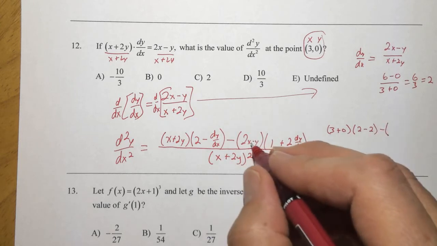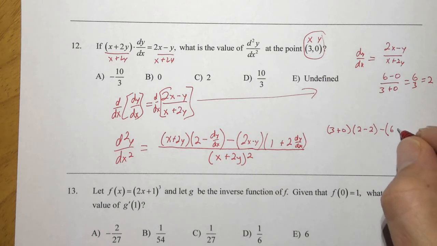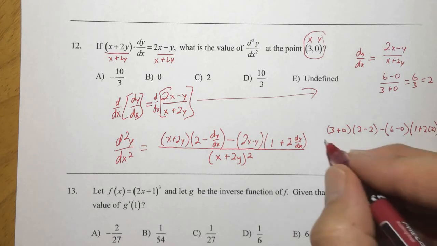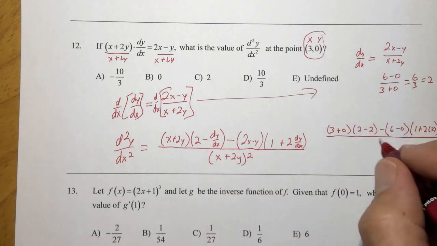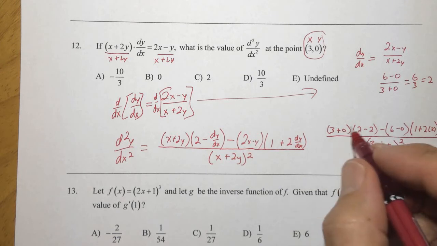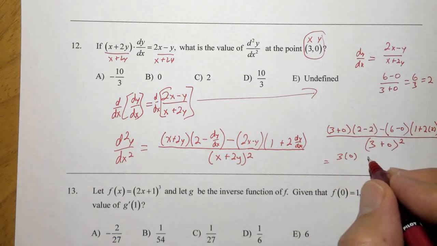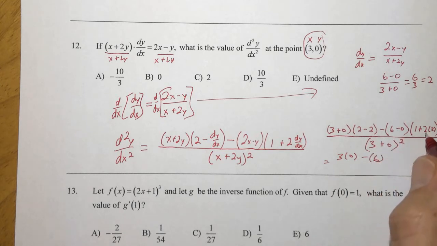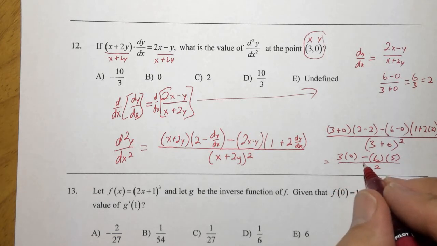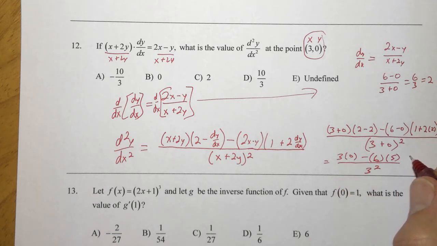Minus. All right, let's keep going. 2 times x, so 2 times 3, minus y, which is 0. And then we have 1 plus 2 times dy dx, which we already figured out was 2. And that's all over, again, x is 3, y is 0, and that's being squared. Okay, so 3 times 0 minus 6, that's 6 right there, twice 2 is 4, plus 1 is 5, all over 3 squared. So it looks like we have 0 minus 30 over 9, which simplifies to negative 10/3. That was a good amount of work there. I'm sorry, I'm off the screen a bit.